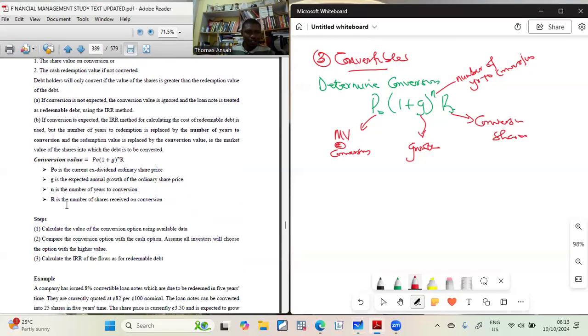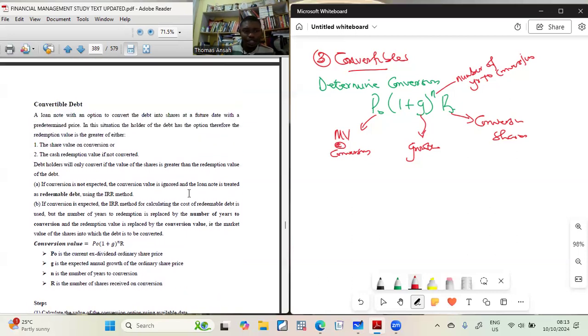So better place, this is it. The number of shares, the number of years for conversion, expected growth on the ordinary share price, then the price, current ex-date ordinary share price. All right. So that's the market price of conversion. All right. So basically that is that. Now, when you are able to do that, you will get the value. All right. So the conversion value. So CV is the way we, so when you get your CV conversion value, you will now compare.